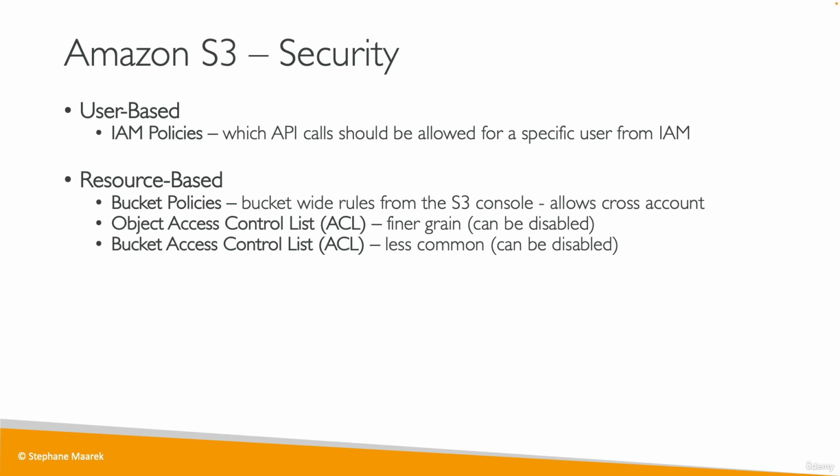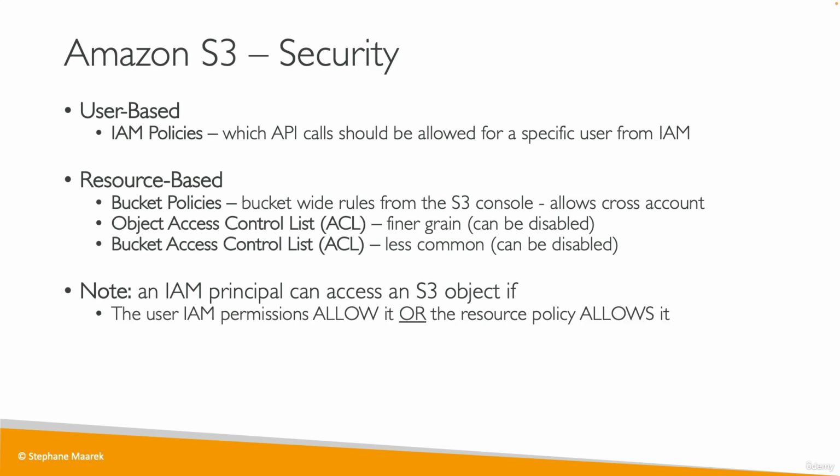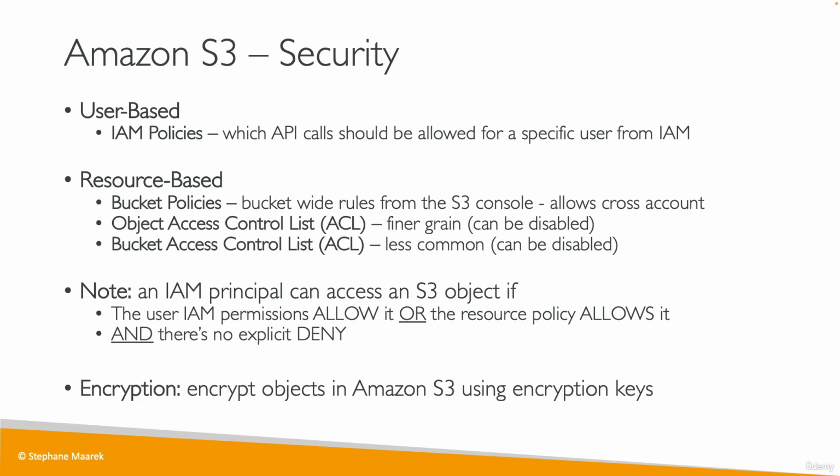use bucket policies. So in which situation can an IAM principal access an S3 object? Well, if the IAM permissions allow it, or if the resource policies allow it, and there is no explicit deny in the action, then the IAM principal can access the S3 object on the specified API call. So we'll have a look at these use cases in a minute. Finally, another way to do security on Amazon S3 is to encrypt the objects using encryption keys.